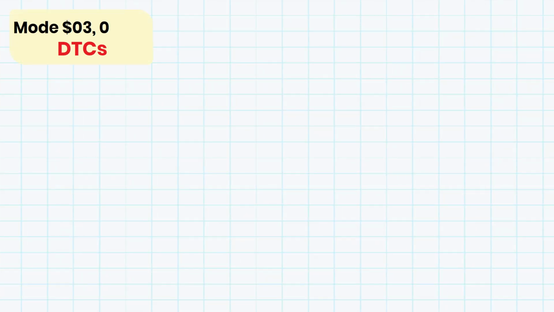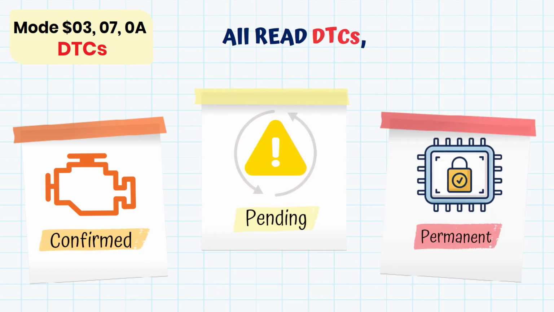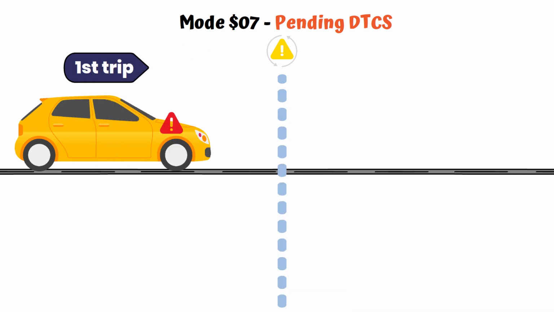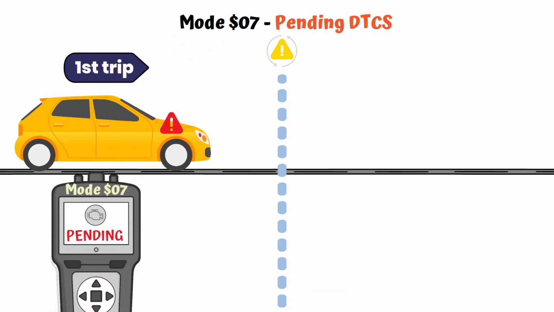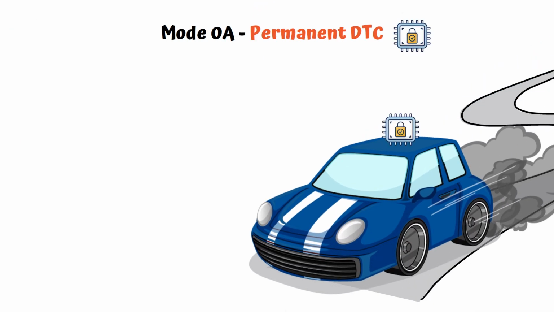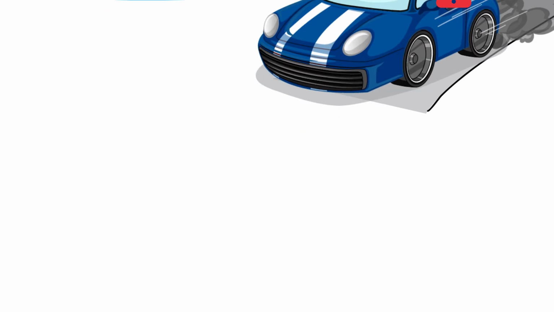Then we have the DTCs, modes 3, 7, 0A. These modes are grouped together because they all read diagnostic trouble codes, but at different stages. Mode 7 allows you to see pending DTCs, which are early warnings recorded when the fault is first detected, but before the check engine light turns on. Once a fault is verified and triggers the check engine light, it becomes a confirmed DTC and is read with Mode 3. And finally, if there is a confirmed fault, then you will have a permanent code. You will have the code until the OBD systems tests and determine the problem no longer exists.